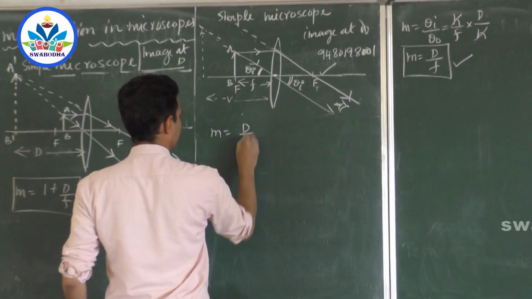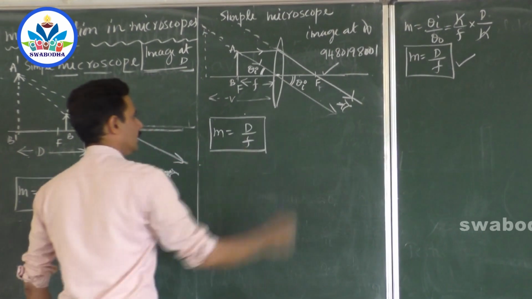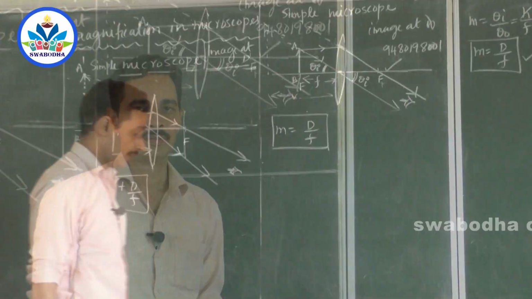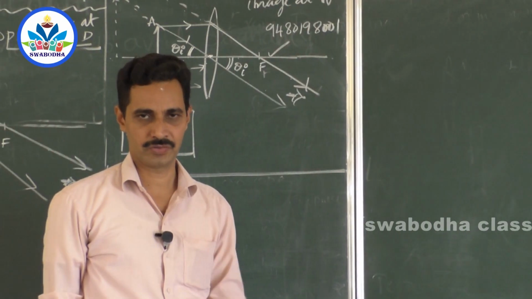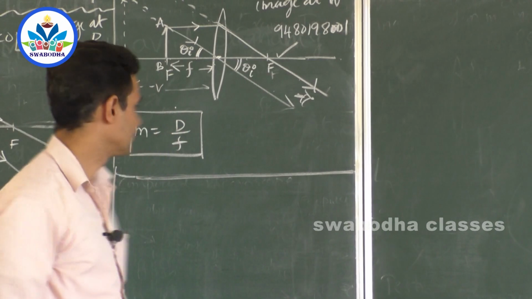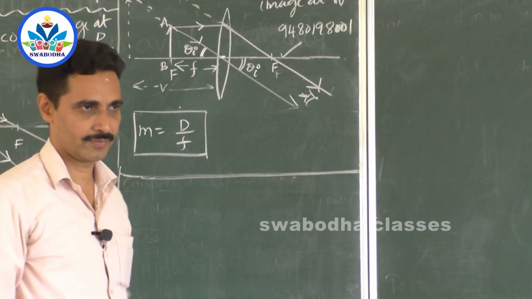Magnification is D by F. So, two types of image formation. Now we will move on to the compound microscope. You know the magnification of simple microscopes in two positions; we have finished that.